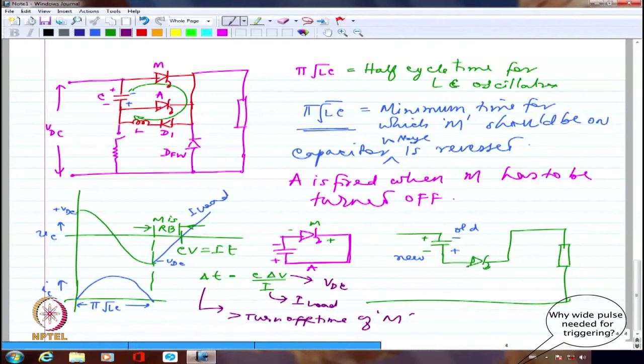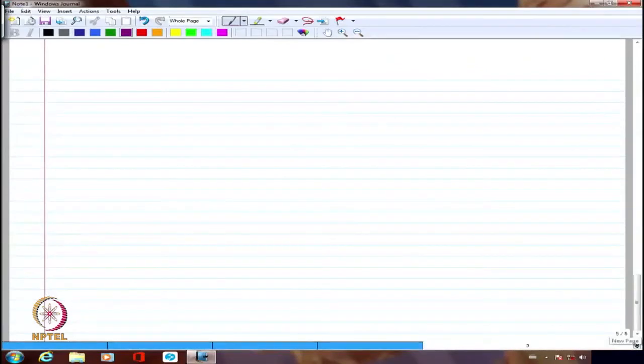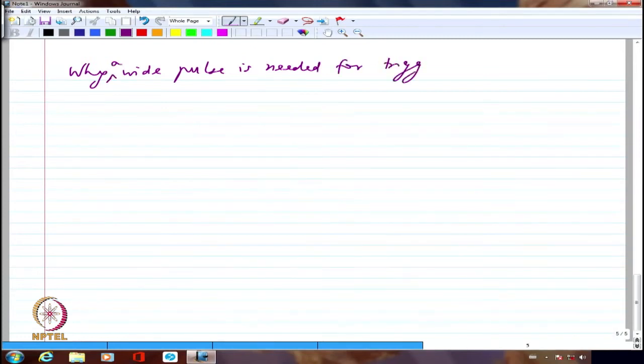Let us say, now why is a wide pulse needed for triggering an SCR? That's what you are asking.